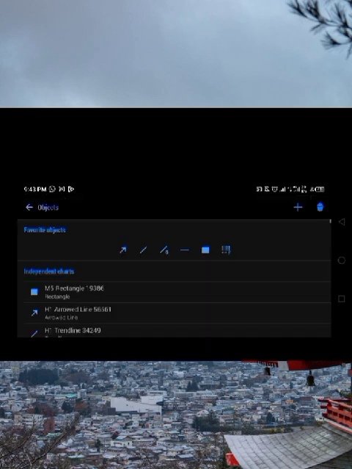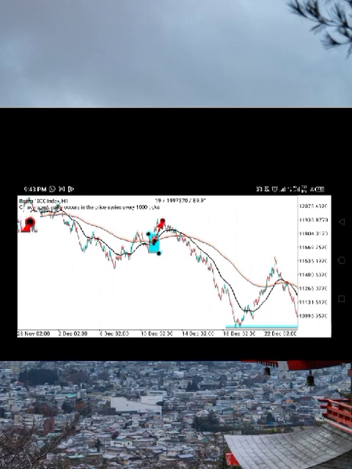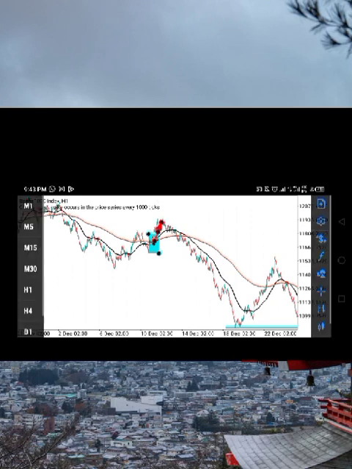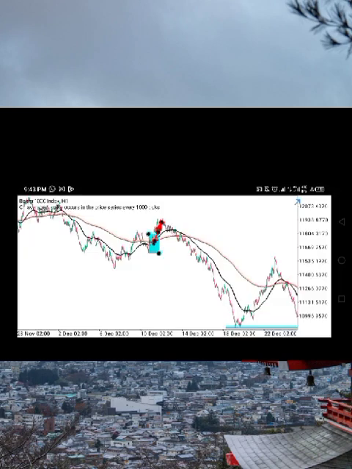This market at this juncture could have moved from this point right up to this point. Then you see where it took a reversal and it moved down.